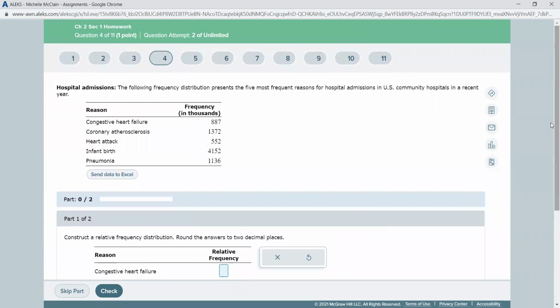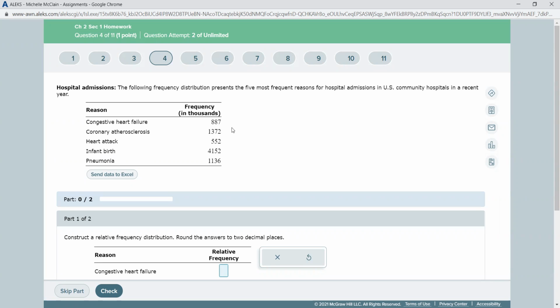So this means that we need to know how to calculate relative frequency. To calculate relative frequency, we take the frequency and we divide it by the total. And it looks like for this particular problem, they don't give us the total, okay? So I've got my handy dandy calculator out, and I'm just going to add up in my calculator all of the frequencies that we are given here.